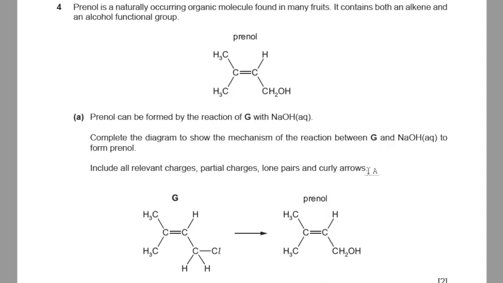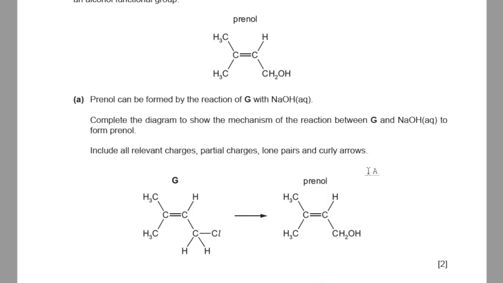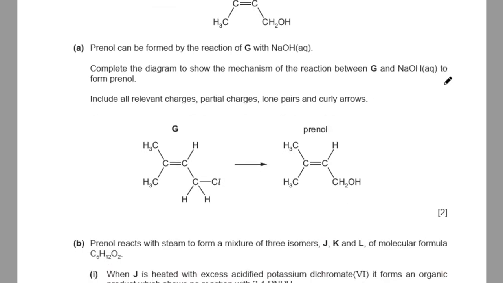Part A, prenol can be formed by the reaction of G with NaOH. Complete the diagram to show the mechanism of the reaction between G and NaOH to form prenol. Include all relevant charges, partial charges, lone pairs, and curly arrows. Okay.